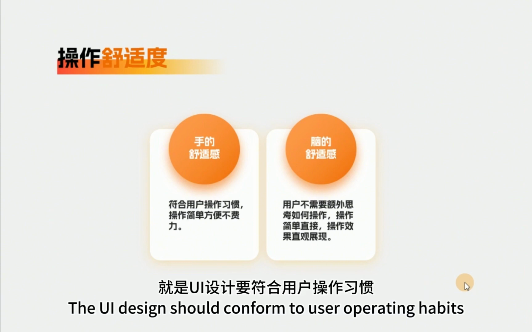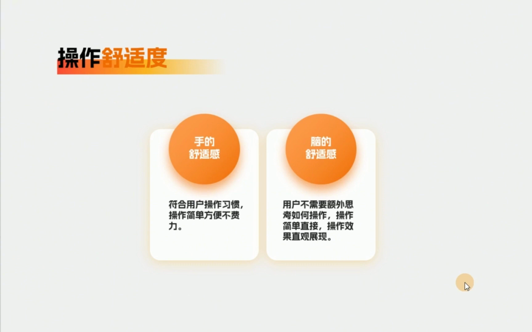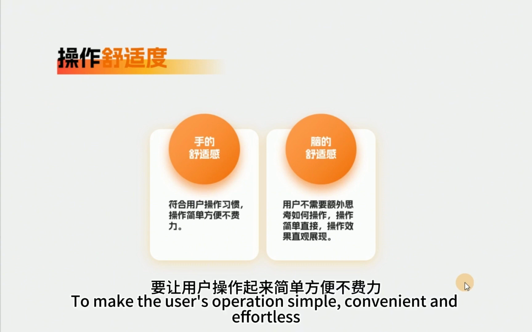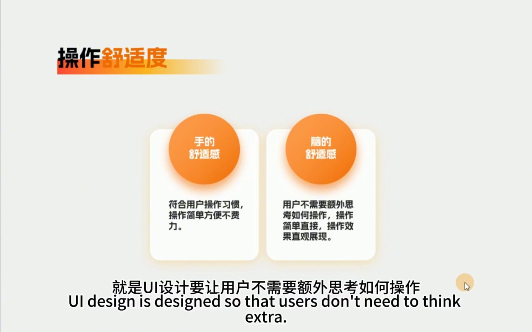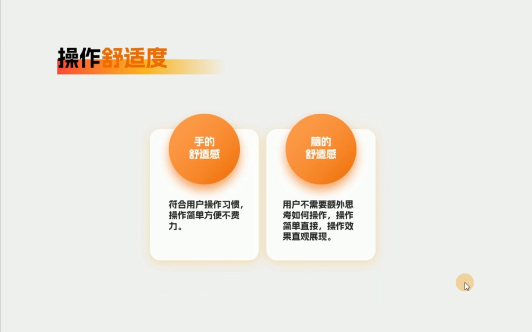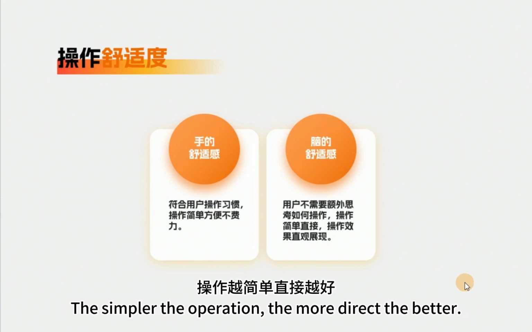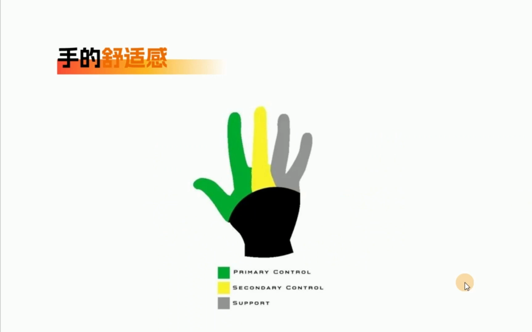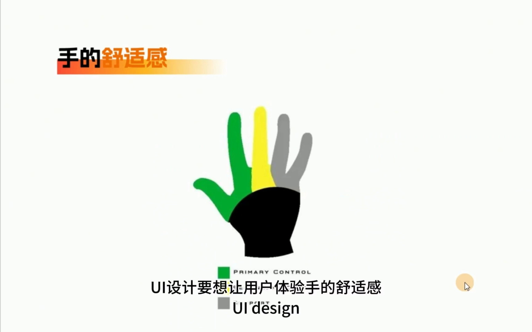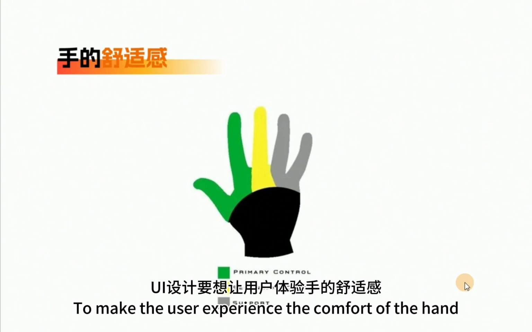Hand comfort: the UI design should conform to user operating habits, to make the user's operation simple, convenient, and effortless. Brain comfort: UI design is designed so that users don't need to think extra about how to operate. The simpler and more direct the operation, the better, and the operation effect is best displayed intuitively. Now, how do we design UI to give the user the comfort of the hand?